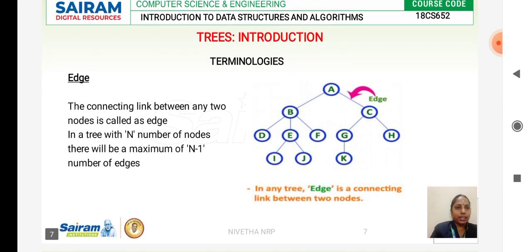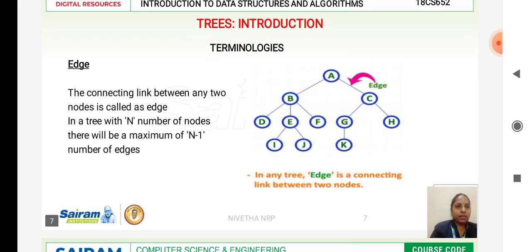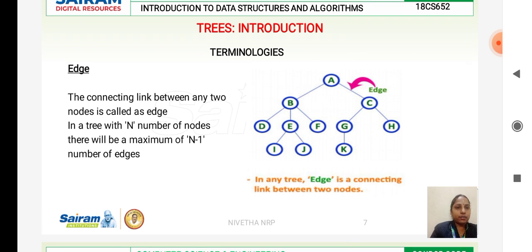Next is the edge. Edge is the connection between the nodes. From A to C we have a connectivity which acts as an edge. Similarly, from C to H we have a connection, which is an edge. From C to G we have an edge, and from G to K we have an edge. It acts as a link to connect two nodes. Edge is nothing but the link connecting two nodes.